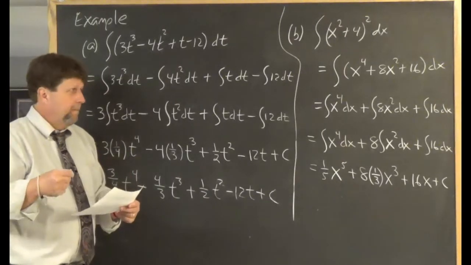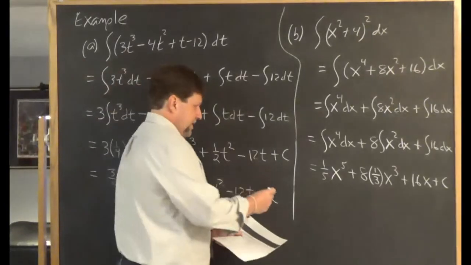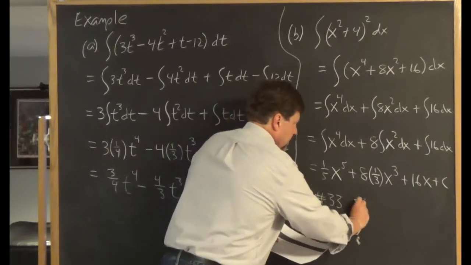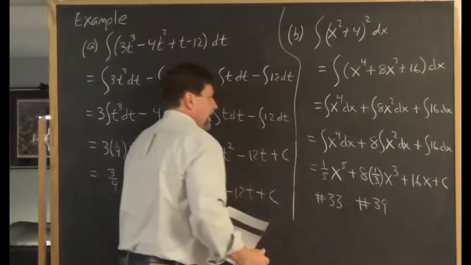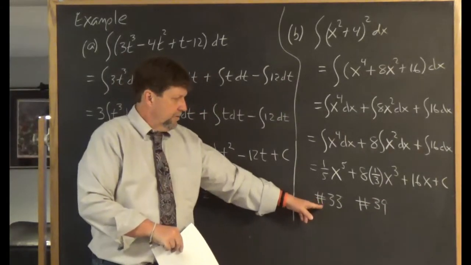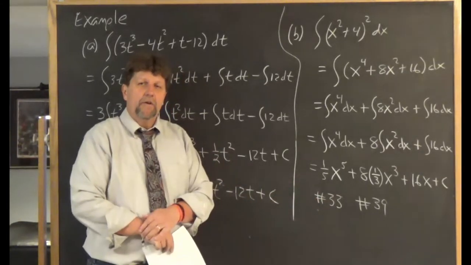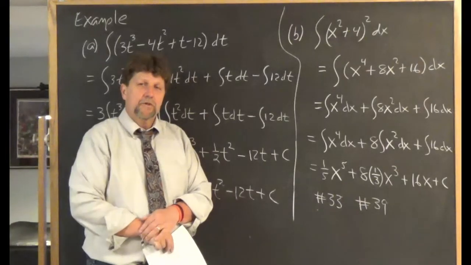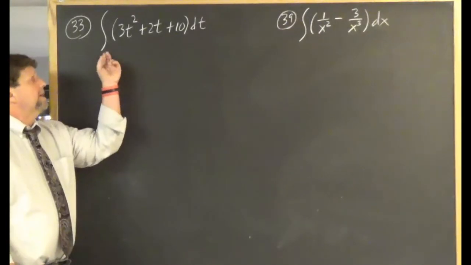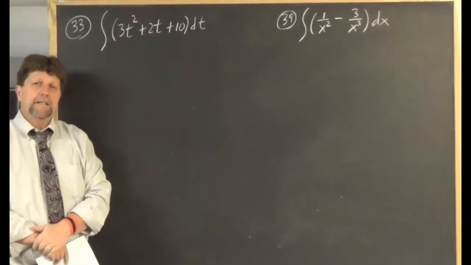So to make sure you're feeling comfortable about using all these rules, I'm going to ask you now in section 6.1 to do numbers 33 and 39. So go ahead, pause the video, do numbers 33 and 39. Once you've completed them, restart the video and I'll be at the board working out the solution to those 2 exercises. All right, folks, at number 33, you were asked to integrate 3t squared plus 2t plus 10 dt.